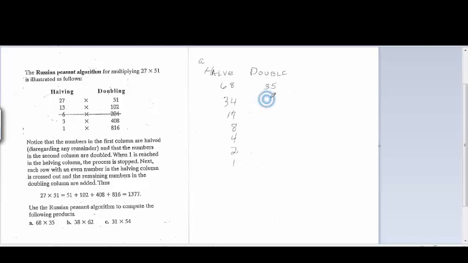So 35 times 2 is 70. 70 times 2 is 140. 140 times 2 is 280. And 280 times 2 is 560. 560 times 2 will be, let's see, 0. 6 times 2 is 12, carry the 1, so we'll have 1,120, and that one will be easy to double.